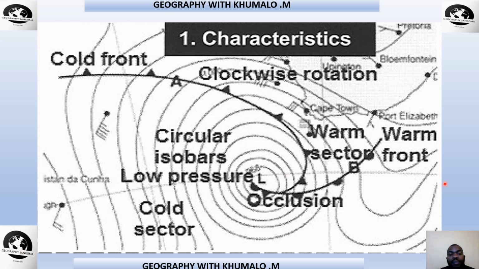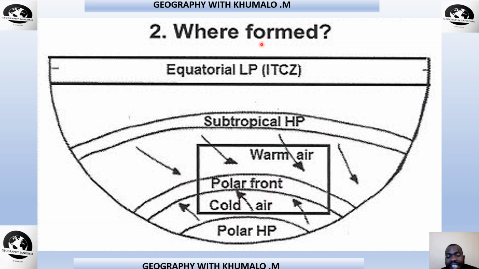This is how you identify a mid-latitude cyclone on a synoptic weather chart. So on a synoptic weather chart, that is how we are going to classify or point out or identify our mid-latitude cyclone. Now, here is another diagram to show where the mid-latitude cyclones are formed.